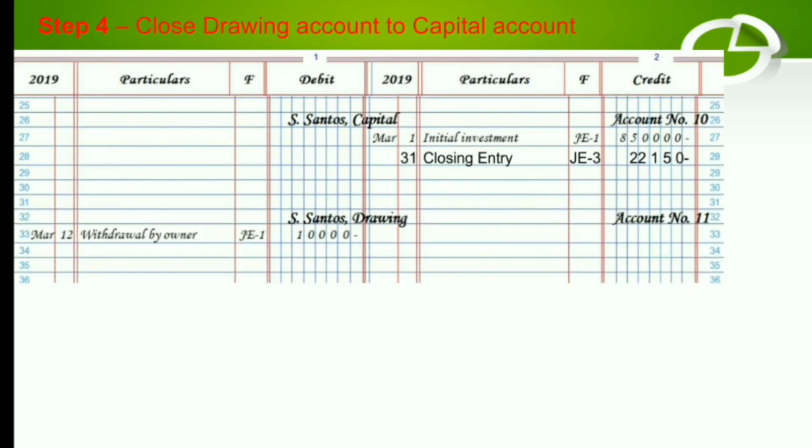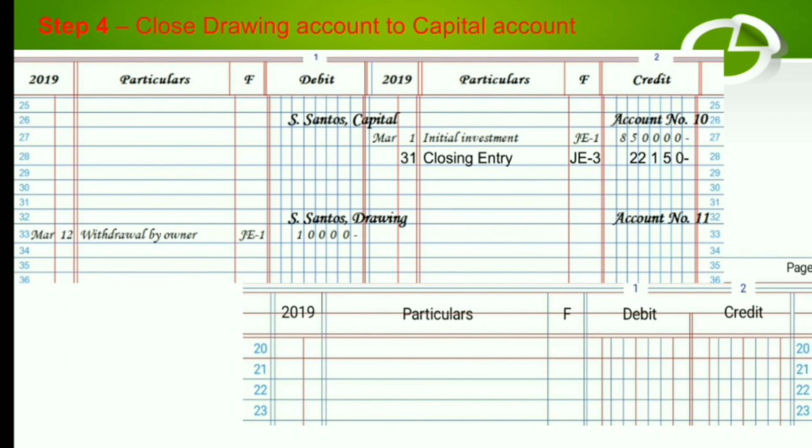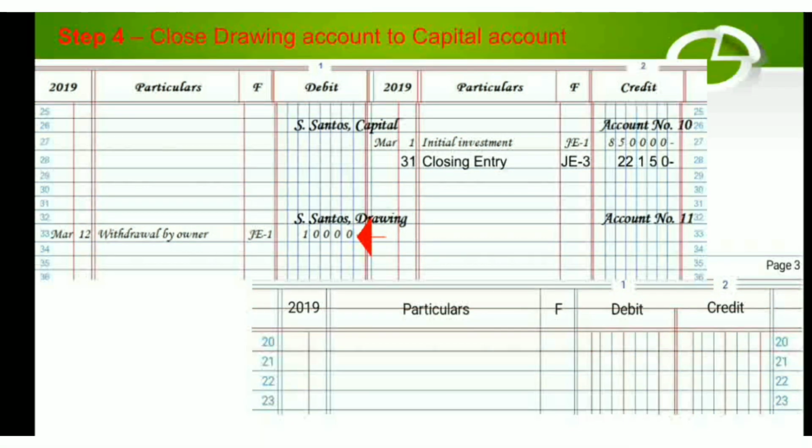We will now move on to step number 4, and that is to close the drawing account to the capital account. So this is the amount of S. Santos drawing, 10,000 pesos. A drawing is a reduction or a deduction from the capital balance, and the normal balance or the increased side of the capital is in the credit. So in order to reduce it, we need to debit it. That's why here in our debit entry, we debit S. Santos Capital of 10,000 pesos.